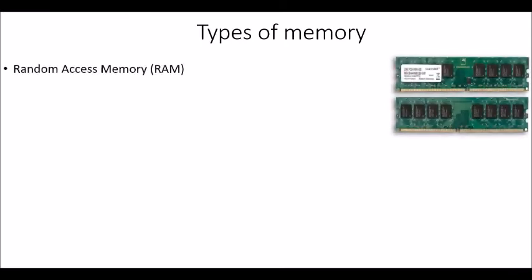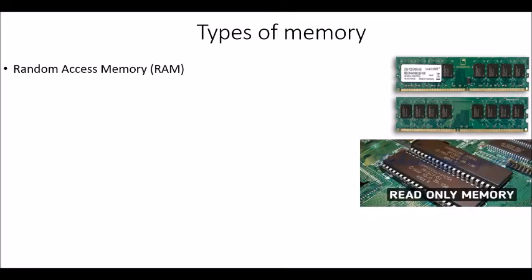Now, but the memory, it has two types. One, we call it RAM, random access memory. Another one, we call it read-only memory. Don't forget, computer memory is of two types. One is random access memory, RAM. The second one is read-only memory, ROM.